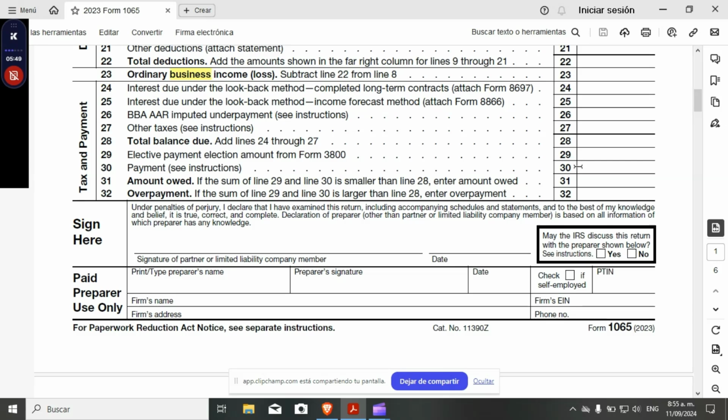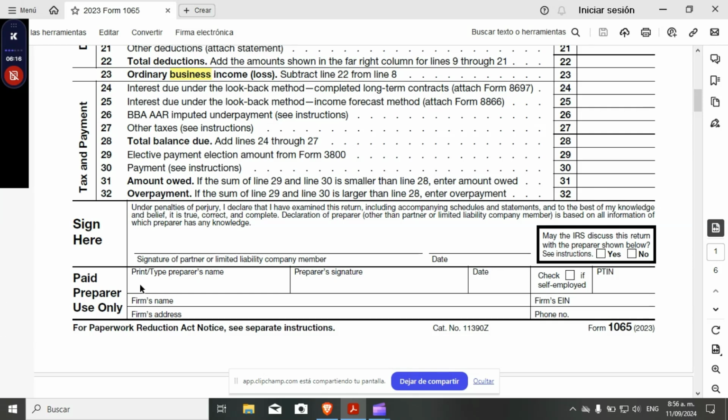And then when you come down here to number 30, this payment is the total amount of taxes that you've paid this past quarter. So you would put that in there again in number 30. And 31, amount owed, should be zero because you have no taxes to pay, because you have no taxable income. And then the overpayment would be what was in line 30, because this is the taxes that you've paid thus far and that you are going to get a refund for.